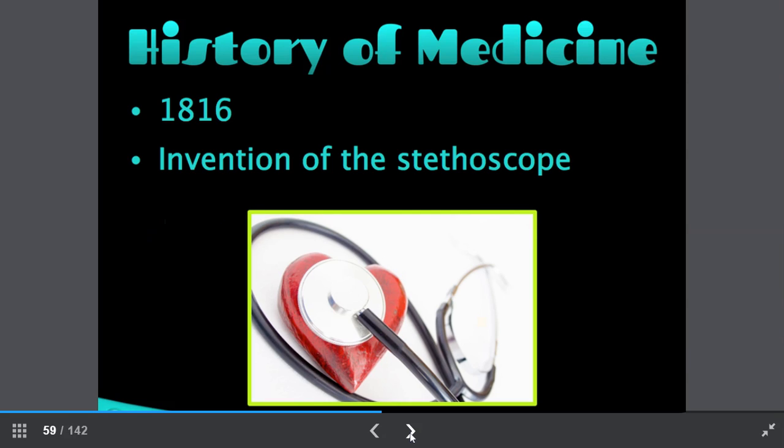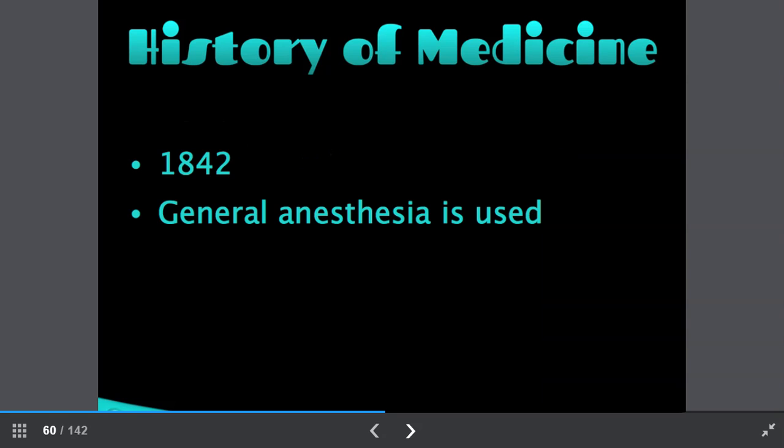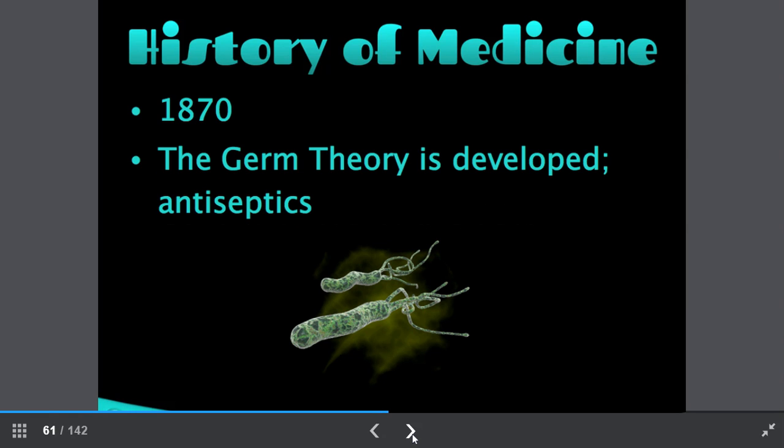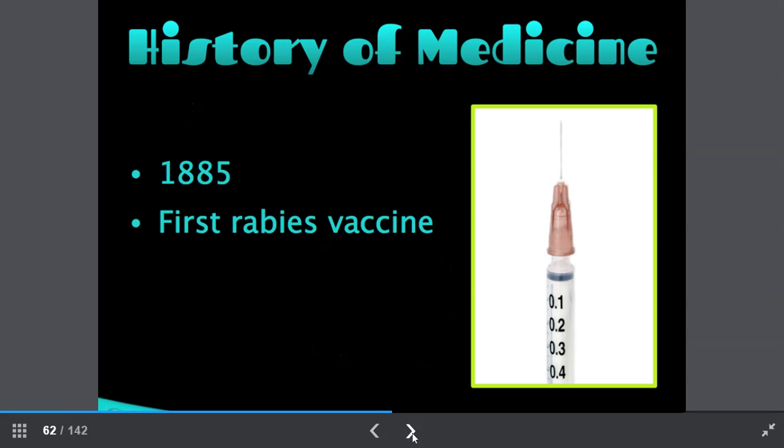In the year 1816, the invention of the stethoscope occurs. In the year 1842, general anesthesia becomes widely used. As you can imagine, this aids in surgeries and other procedures. In the year 1870, germ theory is developed along with the use of antiseptics. In the year 1885, the first rabies vaccine is developed and administered.